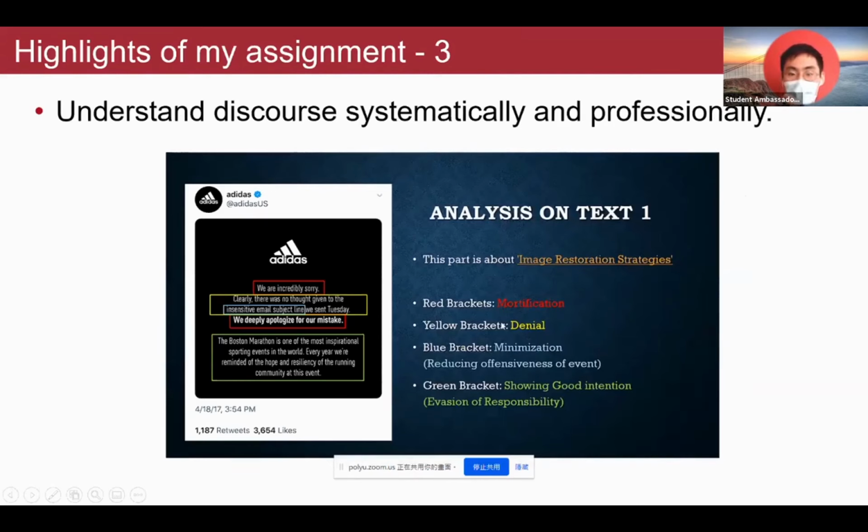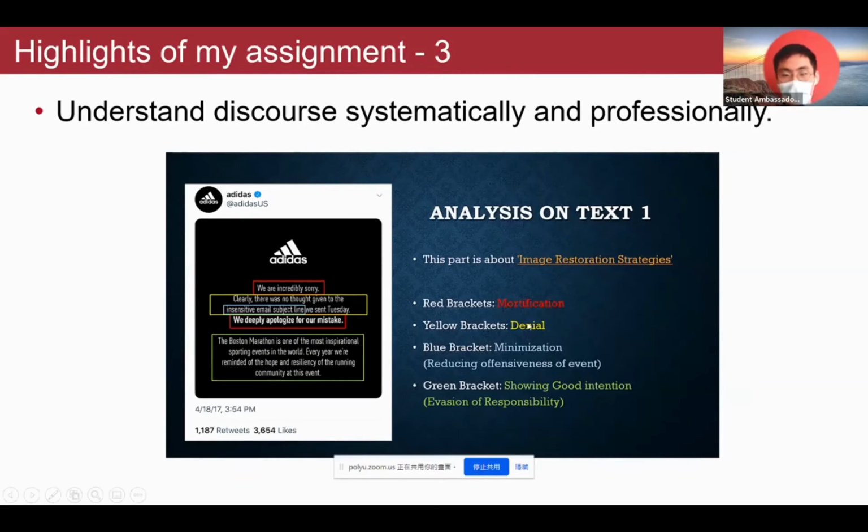In this assignment, you need to use some professional jargon, terms that are specific to this course, like mortification, denial, minimization, and showing good intention. In these assignments, you have to use these special terms to ensure that you really understand what you have learned from this course. Let me introduce some of the terms for you.